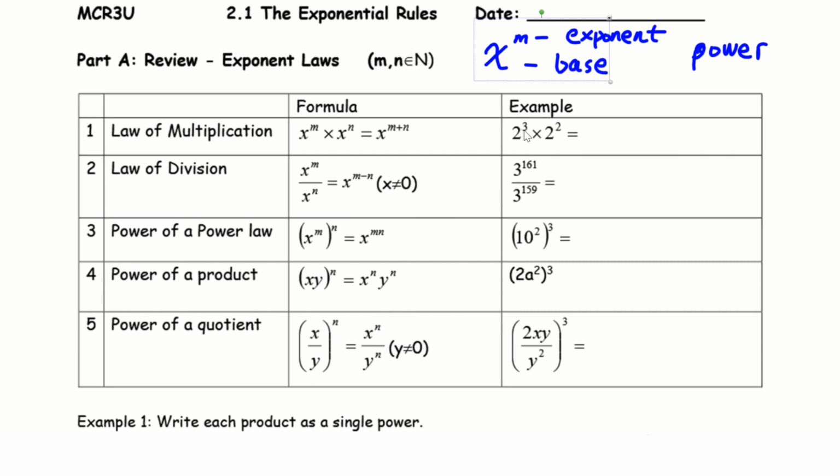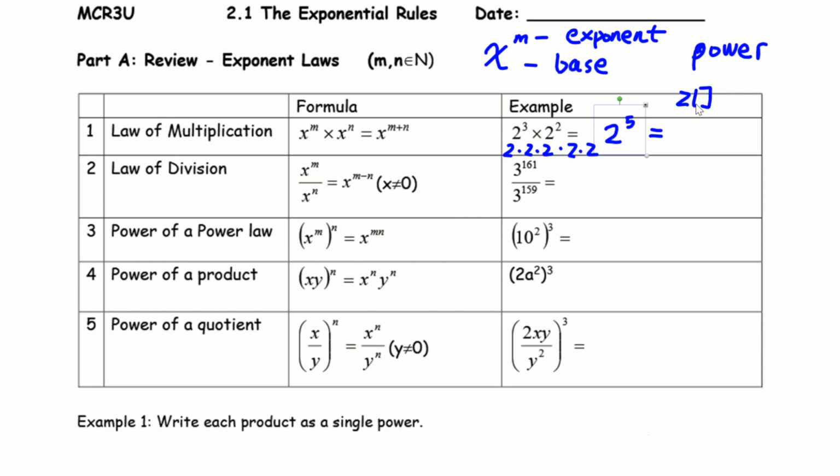So for example, 2 to the exponent 3 times 2 to the exponent 2. 2 to the exponent 3 means 2 times itself 3 times, and 2 squared means 2 times itself twice. So altogether you have five 2s multiplied together, so 2 to the exponent 5. The exponent means how many times the base is multiplied by itself.